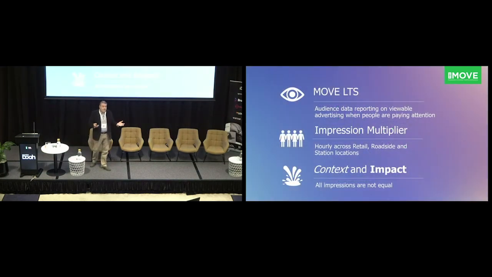So to wrap up, the audience data that underpins the impression multiplier is attention-based measures. We have measured basic attention, that the sign is viewable, or the advertising is viewable, and that people are paying attention to it. The impression multiplier has been developed for individual play impressions that differ by hour across the week for the retail, roadside and station environments.